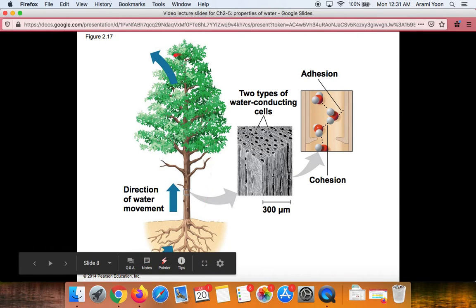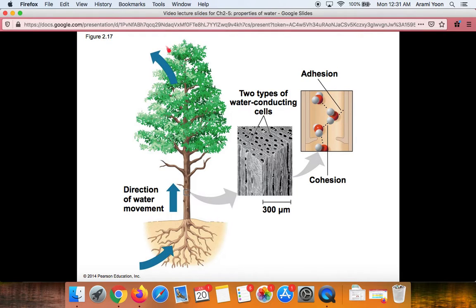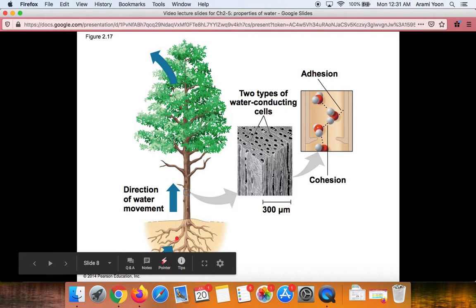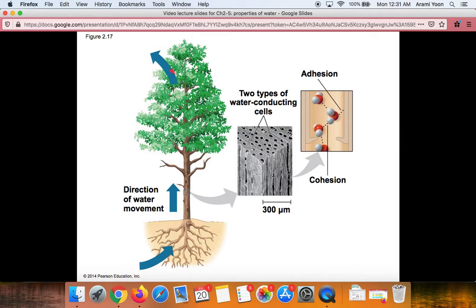You can see this tree has its roots underground, and when it rains, the rain soaks into the soil. So the soil is going to have a high concentration of water. When the sun comes out, the sun is going to cause water to evaporate from the leaves. And so water is going to be pulled up through the roots, go up the trunk of the tree, and escape into the air through the leaves, which is weird because that means that the water is moving against gravity.